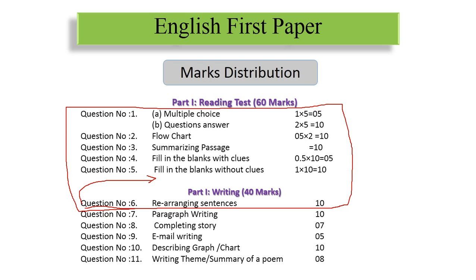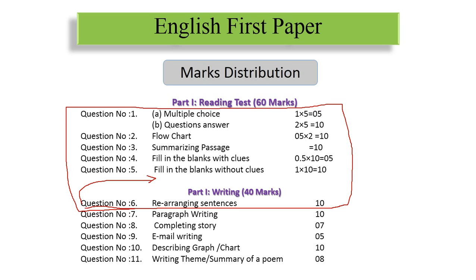Above all, I can say that if you want to do well in English first paper, first of all you will have to study the EFT book very well, because the reading test's 60 marks are basically based on your English first paper EFT book. 30 marks will be directly set from your English first paper EFT book: question number 1, 2 and 3 directly. In some cases question number 4 and 5 will be set from your EFT.